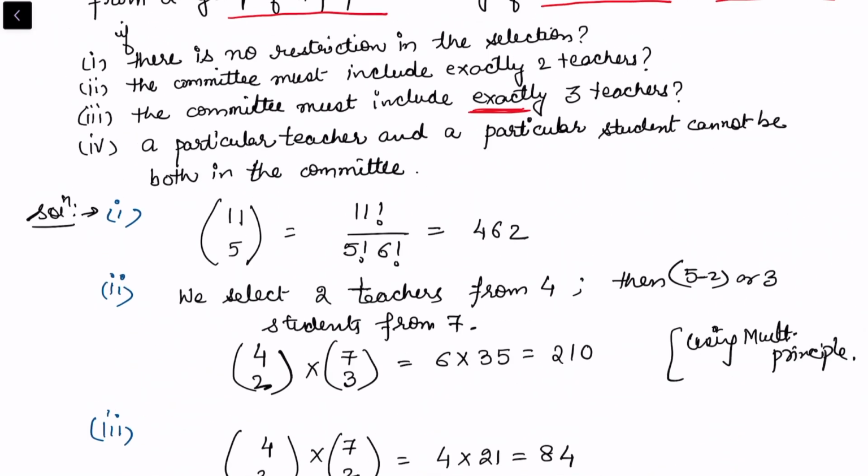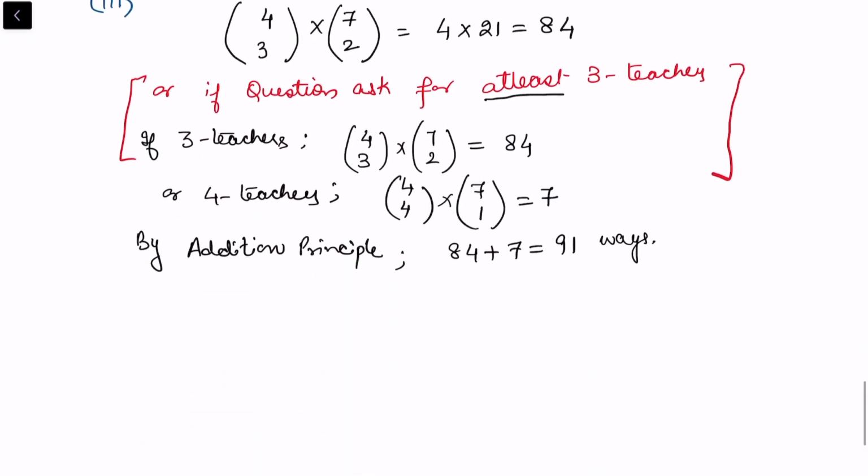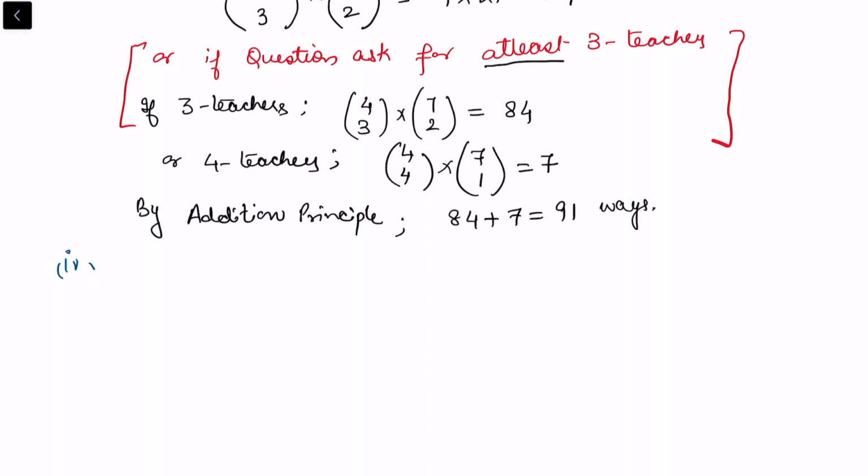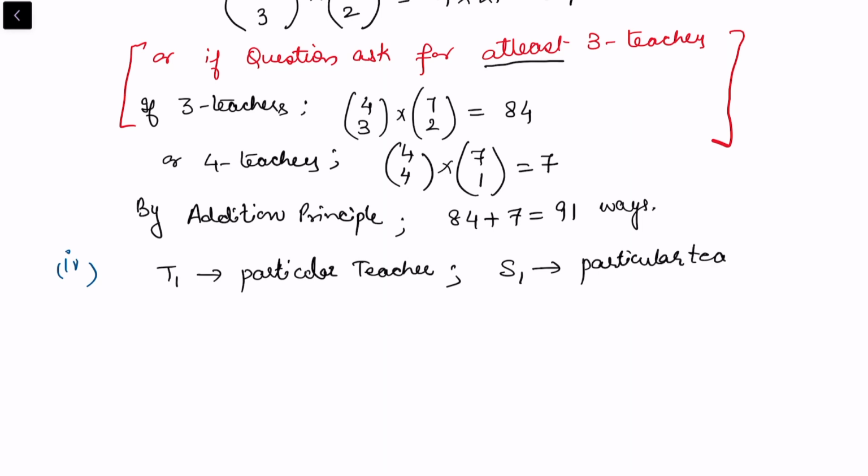Now in the fourth question, it says a particular teacher and a particular student cannot both be in the committee. So we will consider this as a single object, and then we'll try to solve this fourth problem. Let's say T1 is the particular teacher, and S1 is the particular student that we are talking about. We do not want T1 S1 to become a part of the committee simultaneously. Individually T1 can be there in the committee, individually S1 can be there, but both should not be there in the committee. That is the question demand.